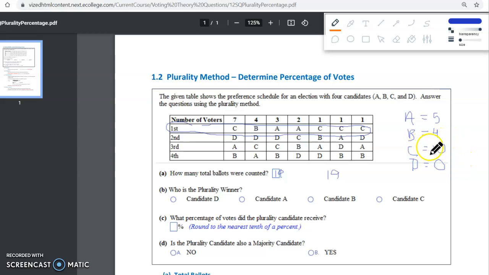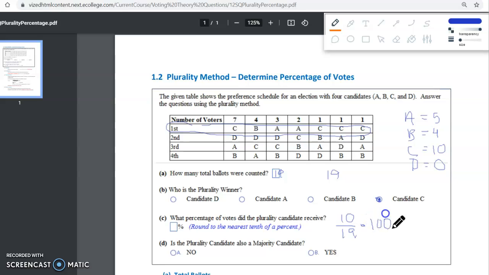So the winner is the one with the most votes. That is candidate C. All right, so what percentage of votes did the plurality candidate receive? Okay, so let's notice that C got 10 votes, and we know there were 19 total ballots. So what we want to do is say 10 votes out of 19 votes, and then multiply that times 100.